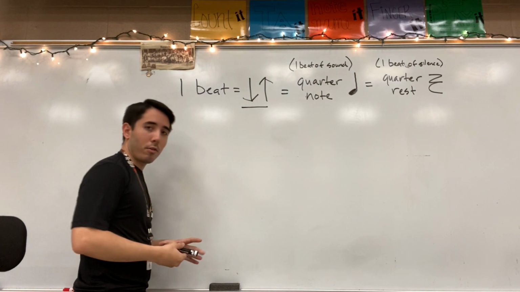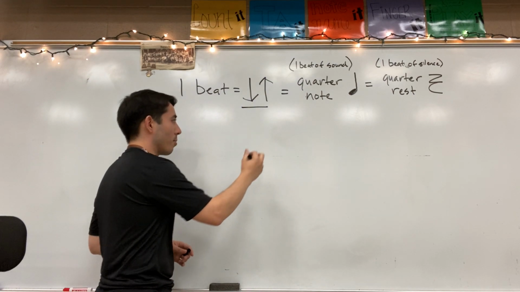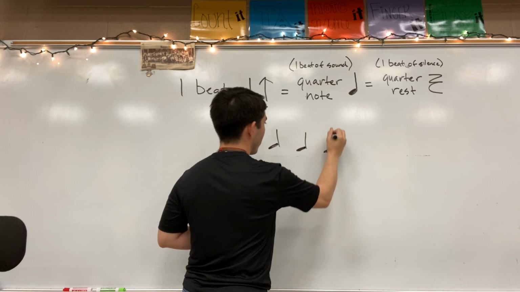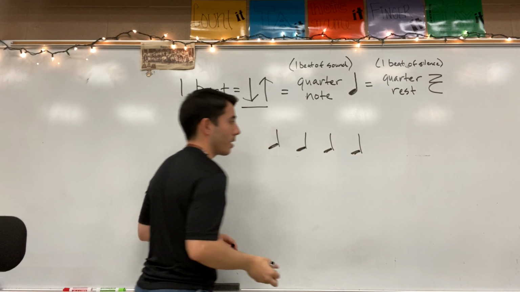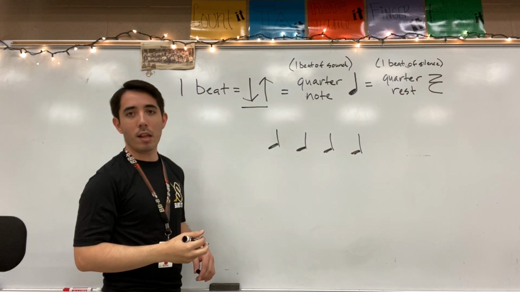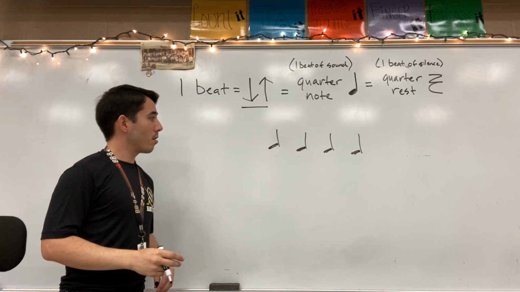So I'm going to draw the world's most boring measure. We always start with the world's most boring measure. It's going to be four quarter notes, just like that. Mine are messy, and usually you would draw a circle and then fill it in, but I just do lines. So you have four quarter notes.